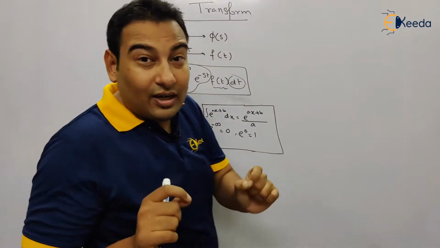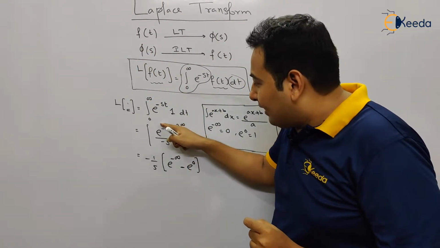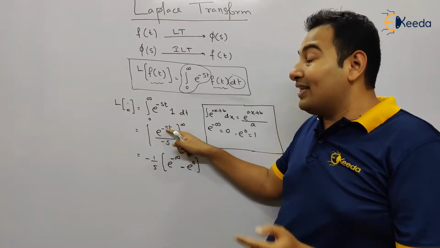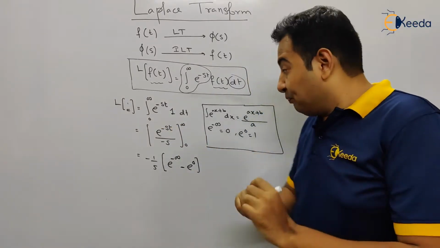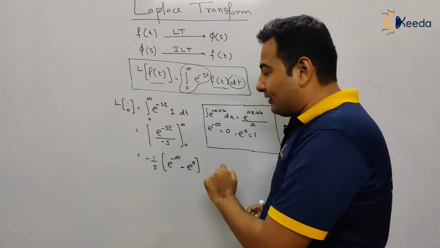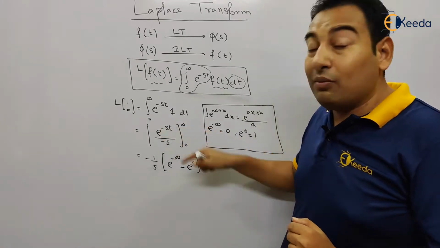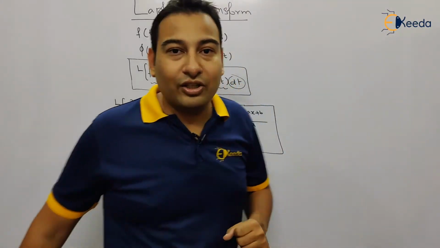So what students generally make a mistake is they substitute infinity and they think the entire term is infinity, therefore it is e raised to infinity. But this is not the case. You just need to put infinity in t and this minus will remain as it is. And while substituting 0, this entire term will become 0, so that will become e raised to 0. So let's move on and complete this problem.